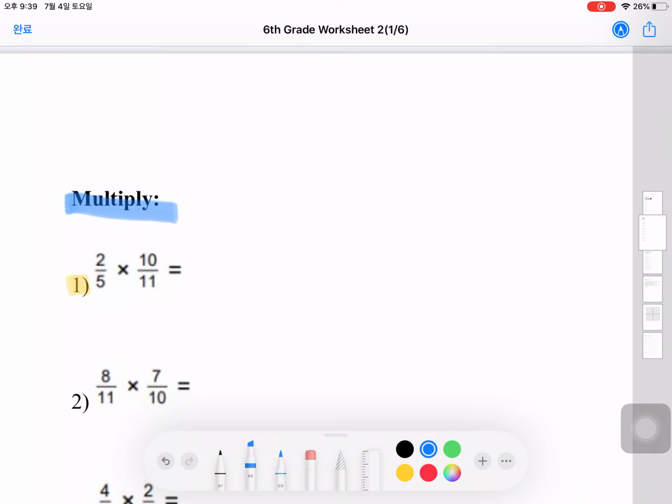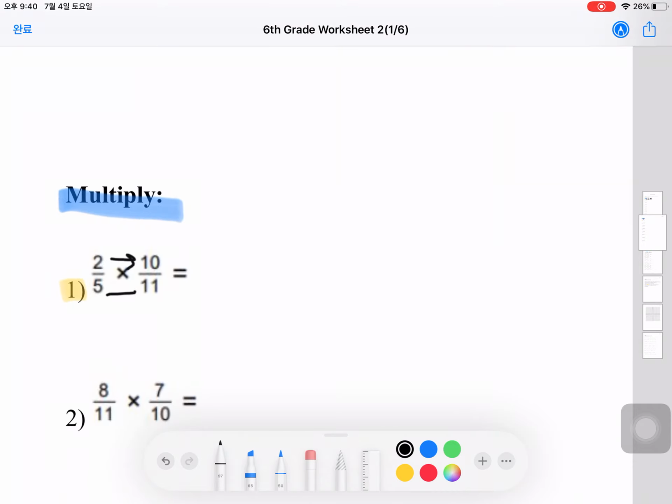Multiplication is a little bit easier than division because we don't have to change the division sign to a multiplication sign and change it to a reciprocal. So for multiplication, you just simply want to multiply across. So 2 times 10 is 20 over 5 times 11, which is 55.